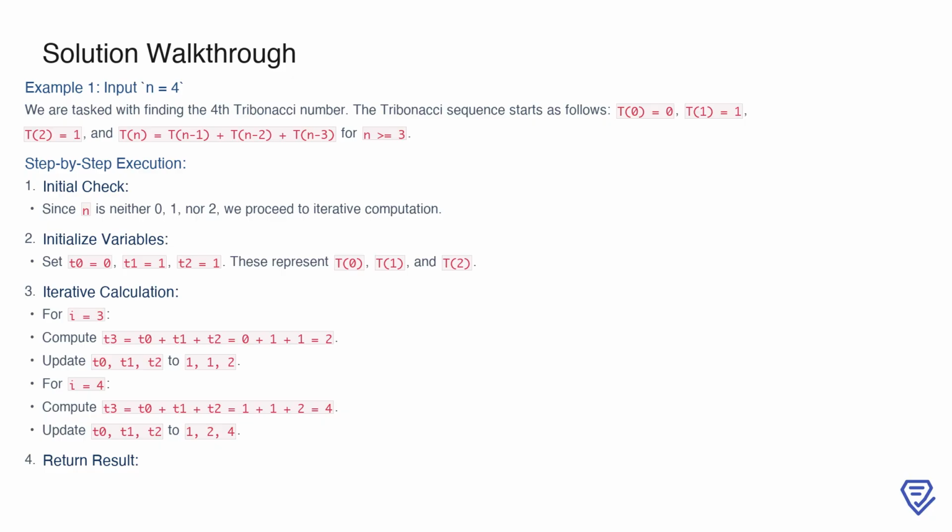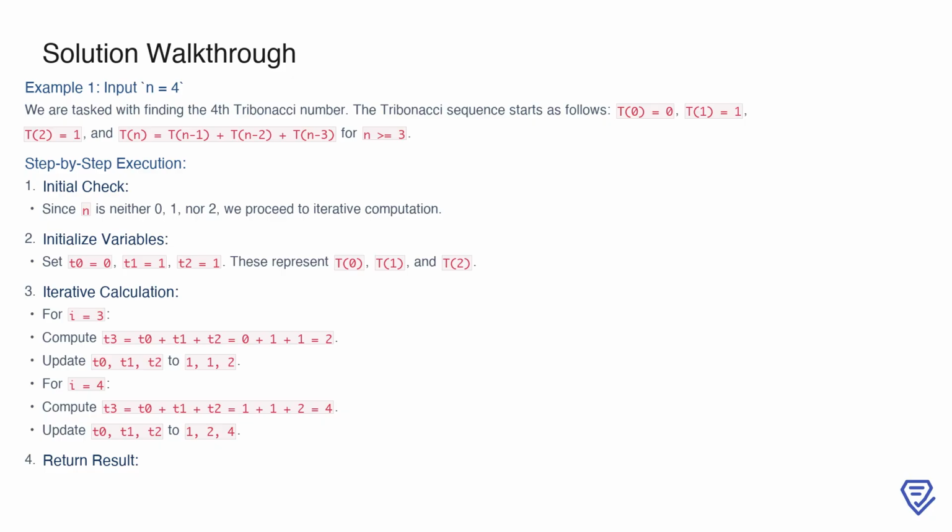For i equals 3, we compute t3 as the sum of t0, t1, and t2. This results in t3 equals 0 plus 1 plus 1, which is 2. We then update the variables, t0 becomes 1, t1 becomes 1, and t2 becomes 2. Next, for i equals 4, we compute t3 again. This time, t3 equals 1 plus 1 plus 2, which is 4. The variables are updated again, t0 becomes 1, t1 becomes 2, and t2 becomes 4.